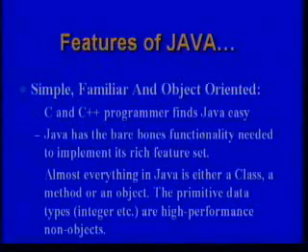C and C++ programmers find Java easy. A programmer coming from a C and C++ background finds Java easy because many functions of C and C++ have been incorporated. Java has the bare bones functionality needed to implement its rich feature set. Almost everything in Java is either a class, a method, or an object. Method, you understand that. Your class contains two basic concepts: one is the data structure, and second is the method to implement those data structures.